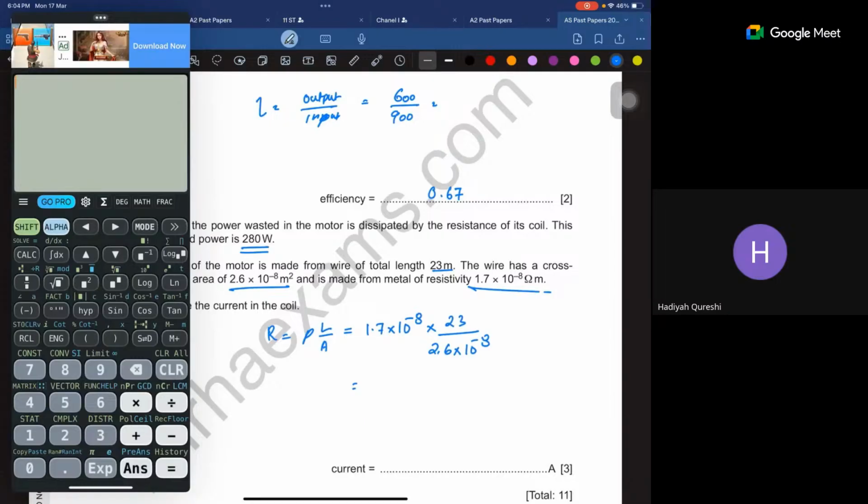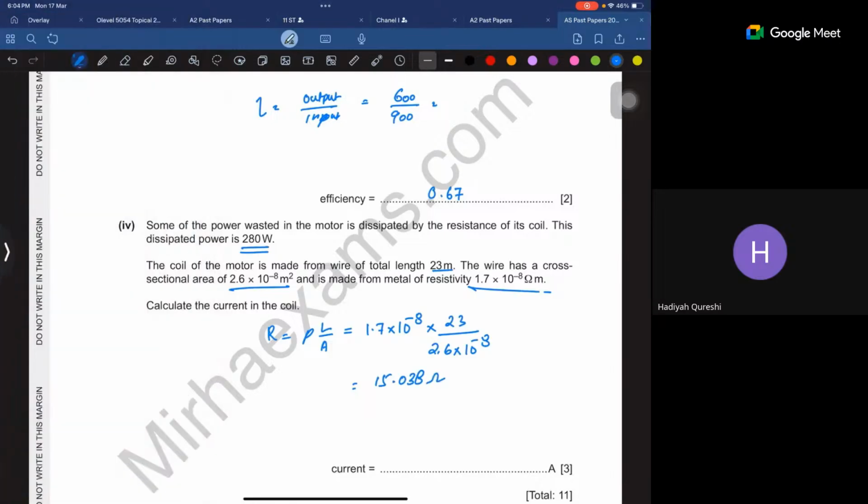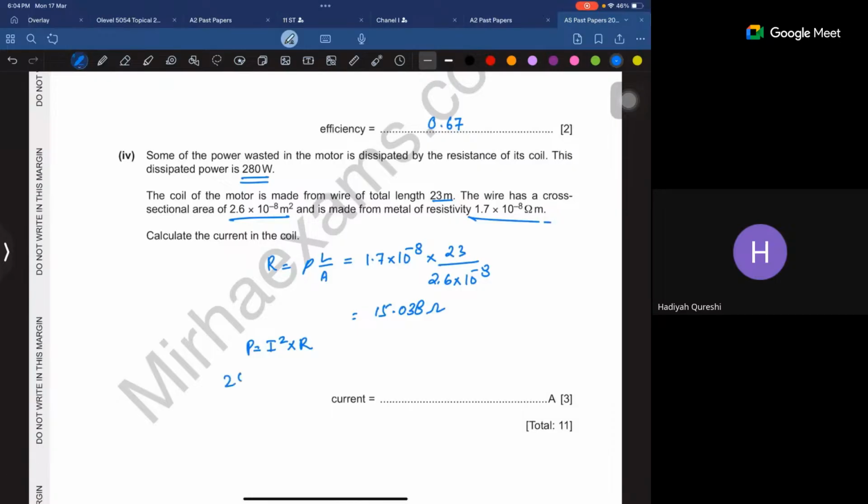So 1.7 times 10 to the minus 8, multiplied by 23, divided by 2.6 times 10 to the minus 8, which is going to be 15.038 ohms, right? So this is our resistance. And we want to find the current because we have the power. We can use power equals I squared R because we don't have the potential difference, right? So power is 280 divided by 15.04. Let's do it.